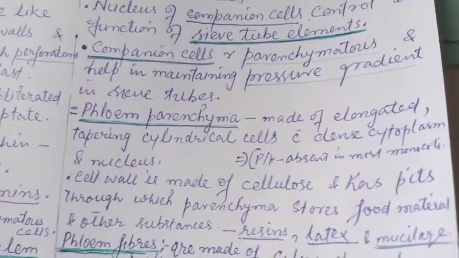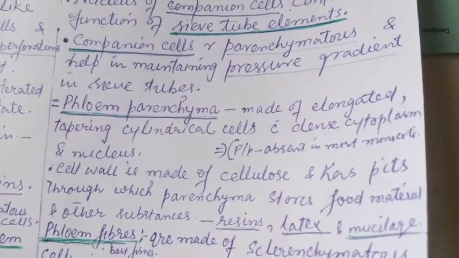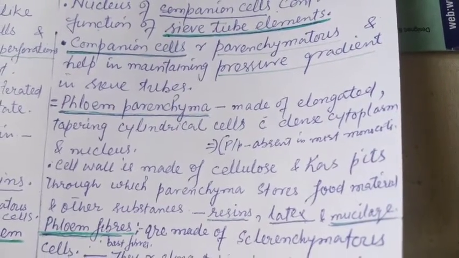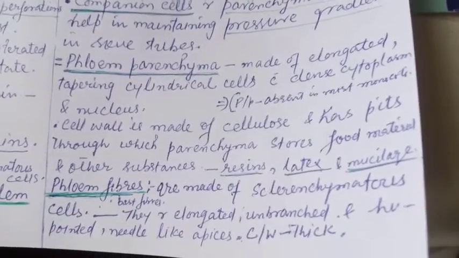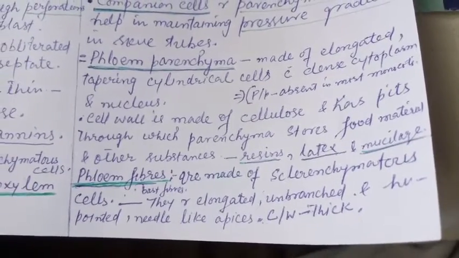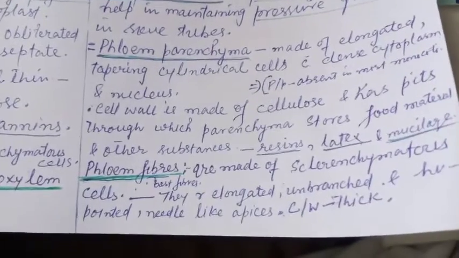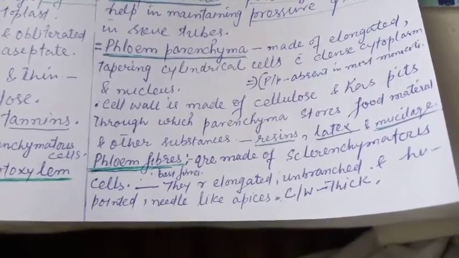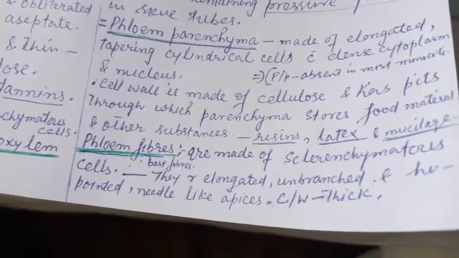Now the phloem parenchyma is made up of elongated tapering cylindrical cells with dense cytoplasm and a nucleus. Phloem parenchyma is absent in most monocots. The cell wall of these parenchyma cells is made of cellulose and has pits through which parenchyma stores food material and other substances like resins, latex, and mucilage.